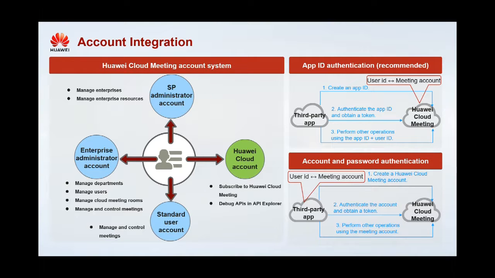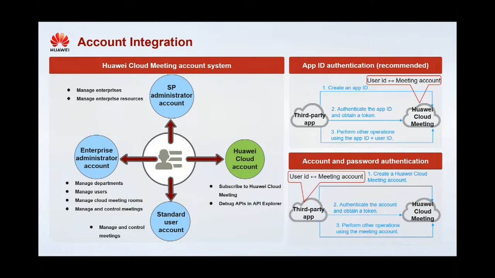Mode 1, App ID authentication mode, which is recommended for you. The advantage of this mode is that the third-party app can directly match a Huawei Cloud Meeting account to get the app ID for authentication and obtain the access token. There is no need to create a Huawei Cloud Meeting account.